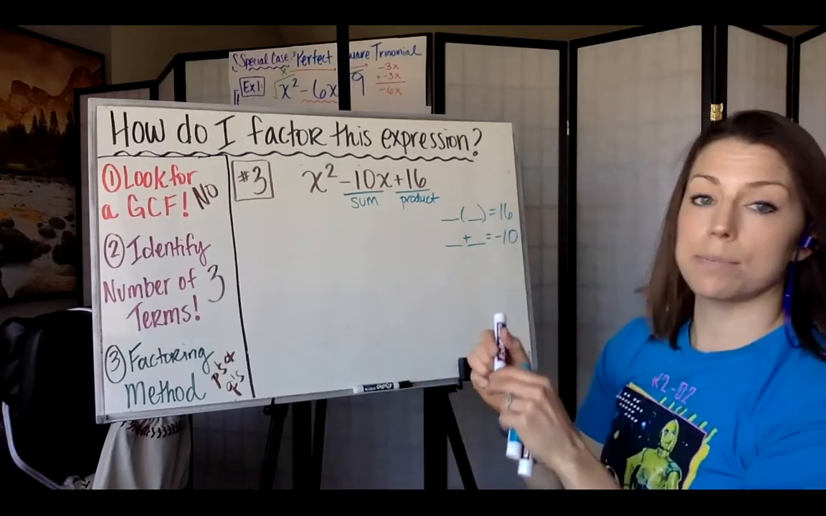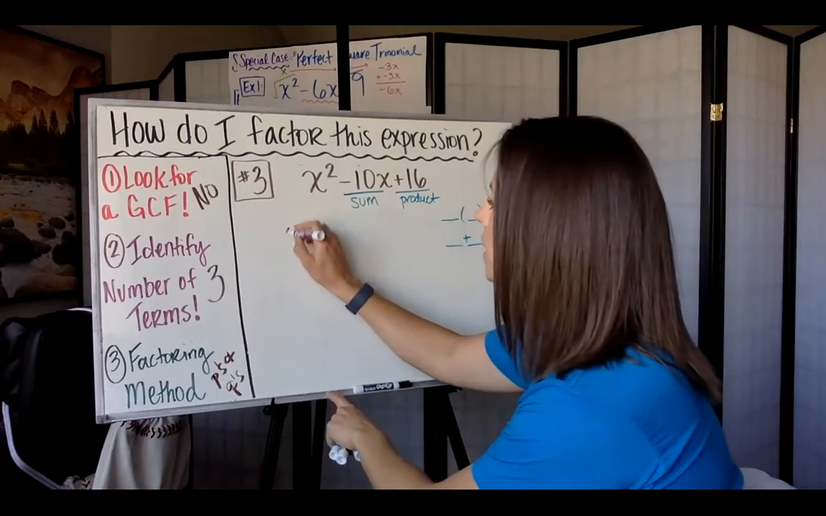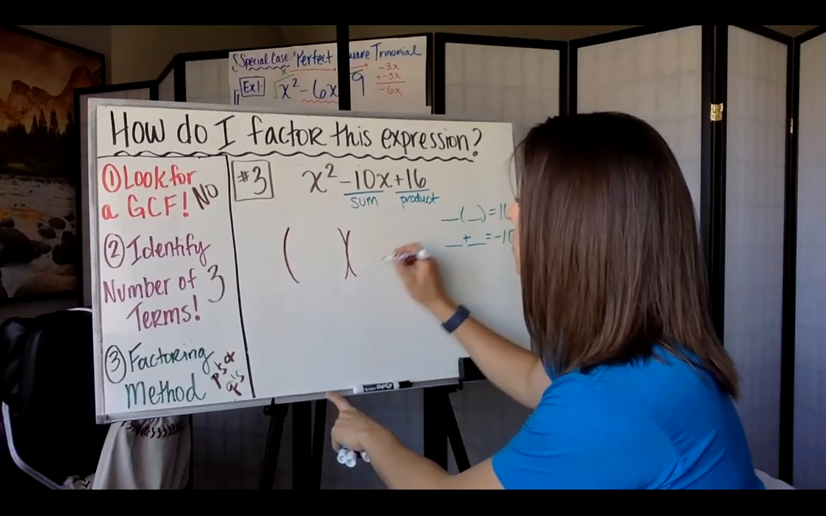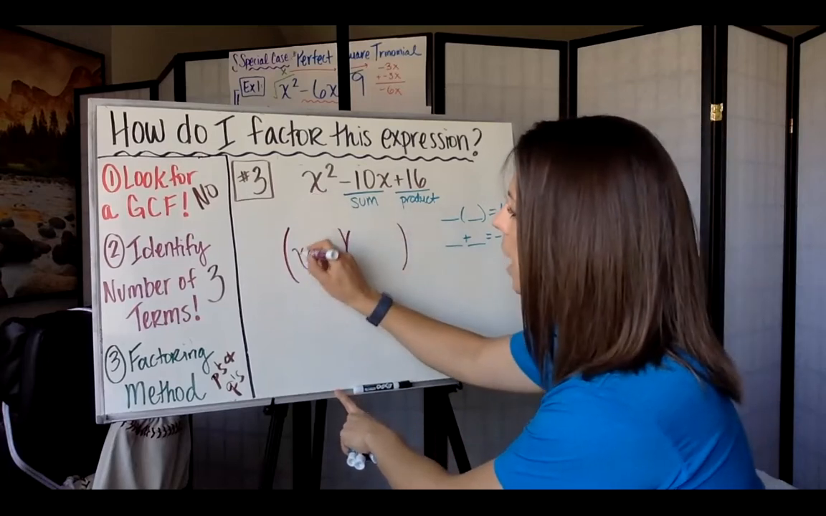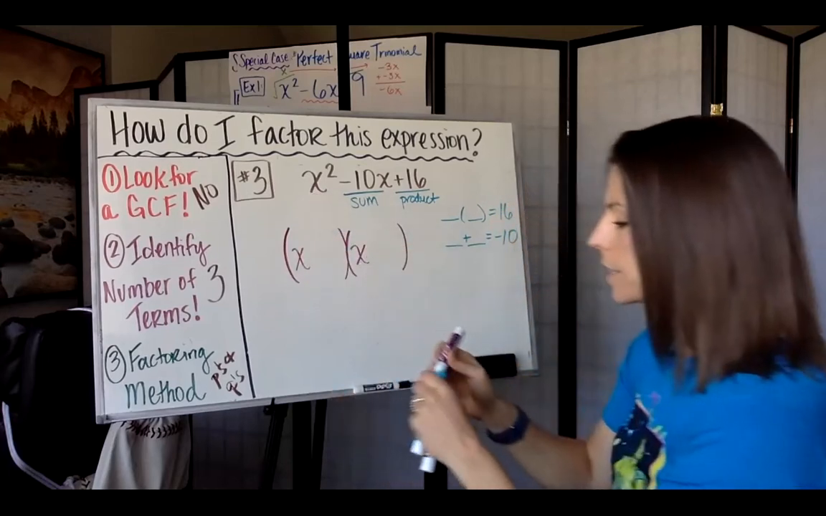So, oops, I skipped a step. Actually, I'm sorry. Let's go back for a second. Set up your answer as a product of 2 binomials. What times what is x squared? That's going to be x times x. There we go. I forgot that step.